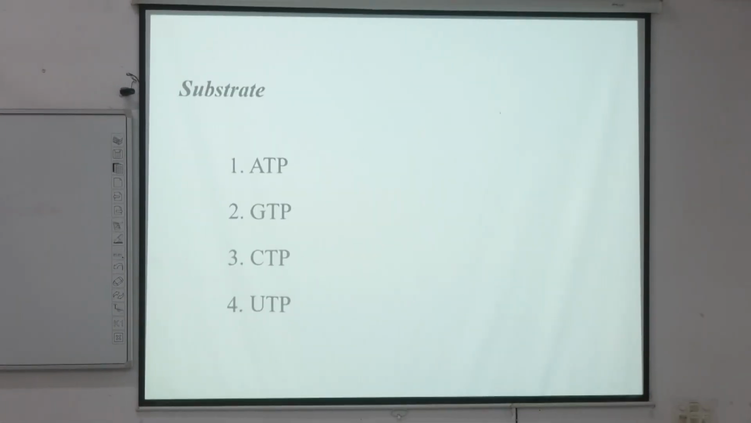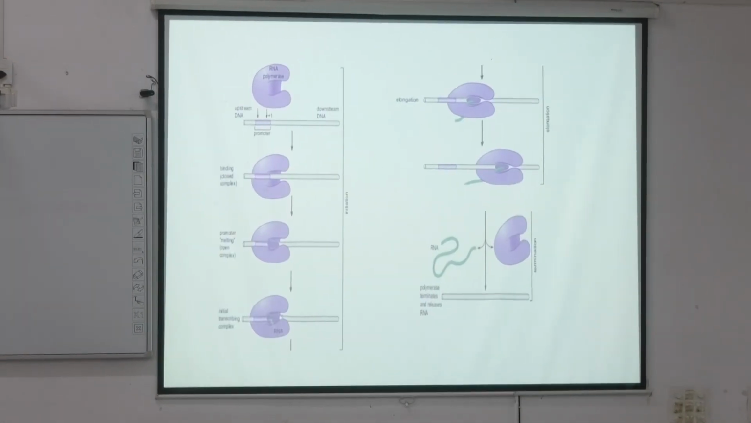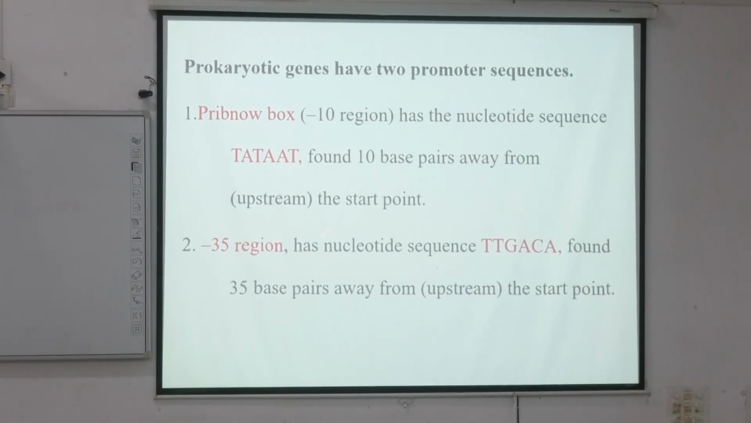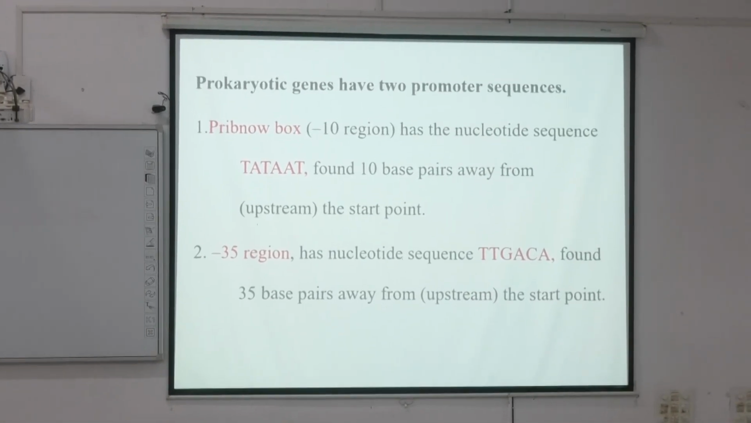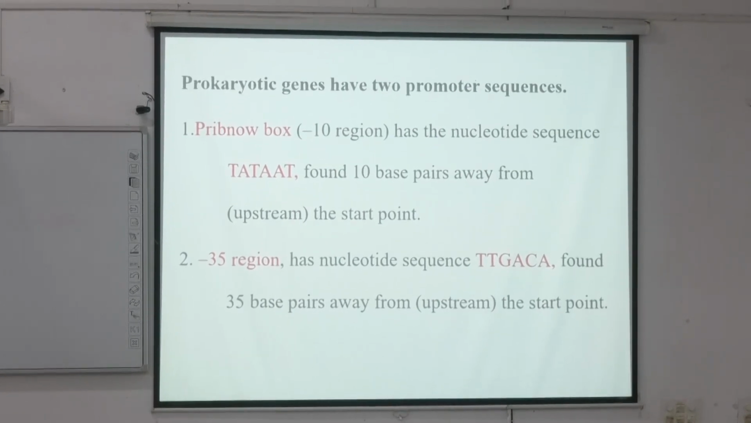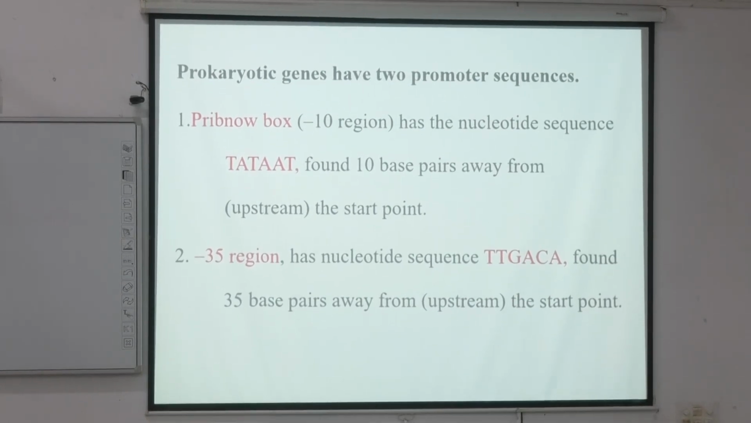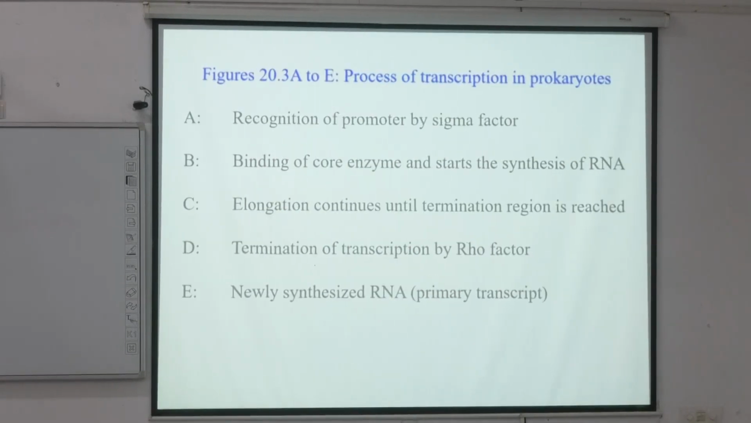Let's complete this with this slide. So these are the two types of regions. We call the Pribnow box the TATA box, and this is another region which is also recognized by sigma proteins. Initially, this region is recognized by the protein. The sequence is TTGACA. We already completed all these points in great detail. Okay? So we understand the main things.